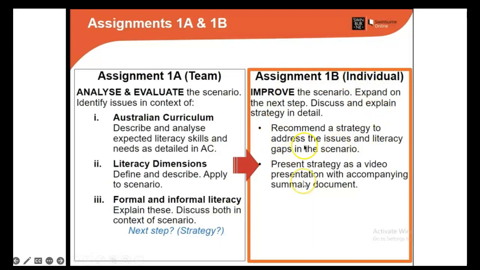But what we are now going to do, now that we've identified what the issues are, now that we've made some recommendations in terms of the 3D model, is go on to our own and make some recommendations in terms of practical, classroom-based strategies and activities that can be used by Sean and his team now. And you're going to present it as a video along with a complementary document, and I will explain that to you today as well.